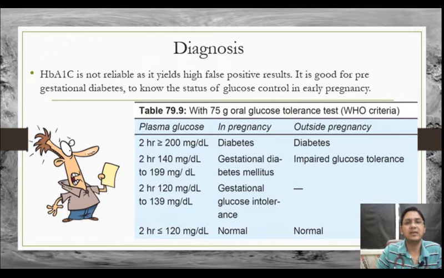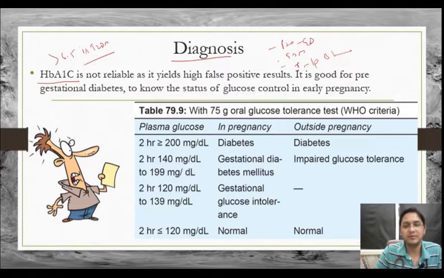So now we come to the diagnosis. We have to diagnose what kind of diabetes the patient is having. She has pre-gestational diabetes, or gestational diabetes, or impaired blood sugars in gestation. As we all know, HbA1c of more than 6.5 is considered type 2 diabetes. It is one of the diagnostic criteria of diabetes, but in pregnancy it is not that reliable because it yields high false positive results. So we will not rely on HbA1c alone.